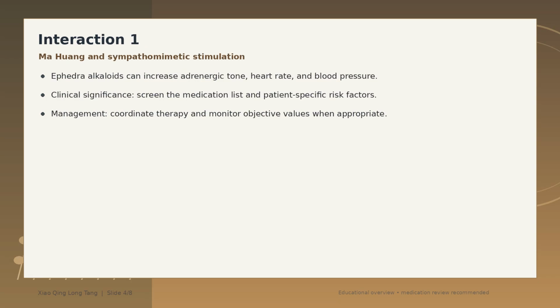The first interaction focuses on ma huang and sympathomimetic stimulation. Ephedra alkaloids can increase adrenergic tone, heart rate, and blood pressure. The major interaction concern is additive stimulation with decongestants, prescription stimulants, high-dose caffeine, sympathomimetics, or monoamine oxidase inhibitors. Cardiovascular disease, uncontrolled hypertension, arrhythmia history, and hyperthyroidism further increase risk.